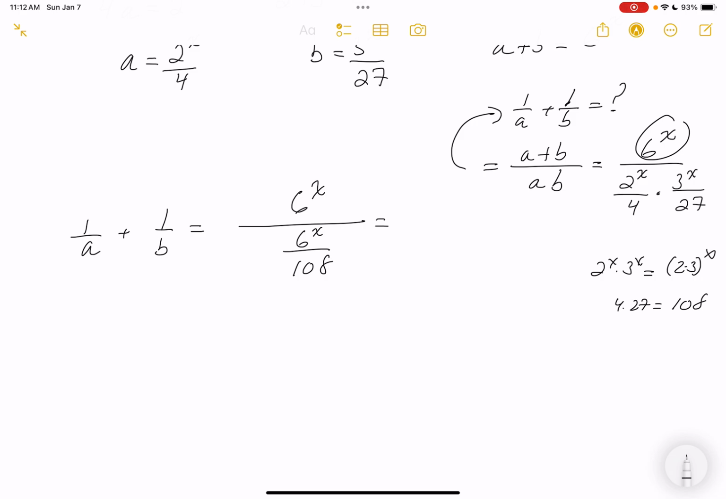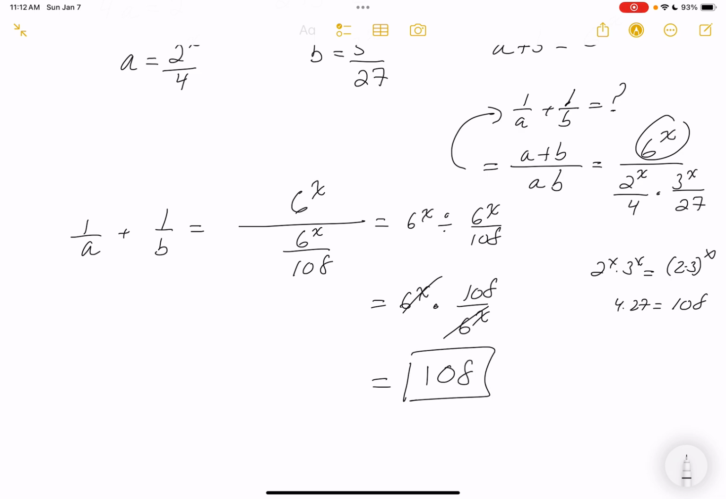Let me rewrite this. This is 6 to the x divided by 6 to the x over 108. This is 6 to the x times 108 over 6 to the x. This cancels off, and we're left with 108. And that's our answer. Thank you.